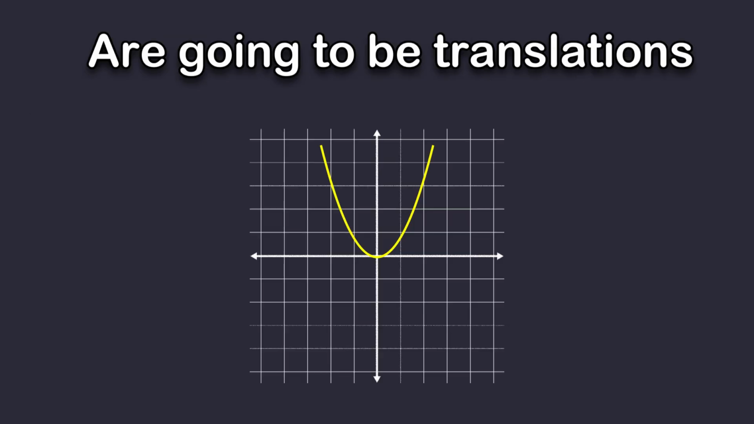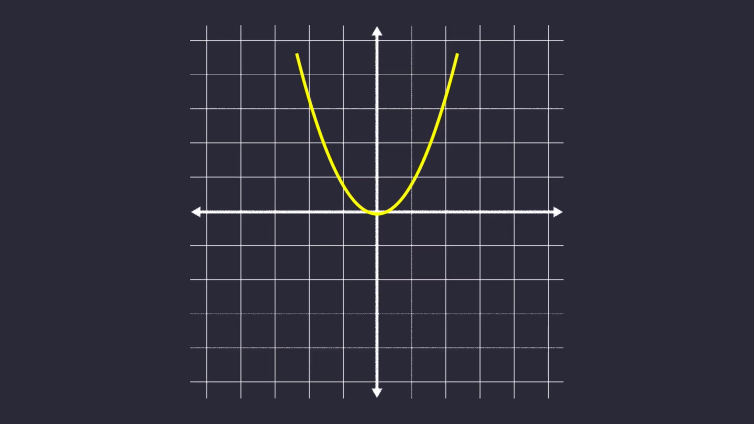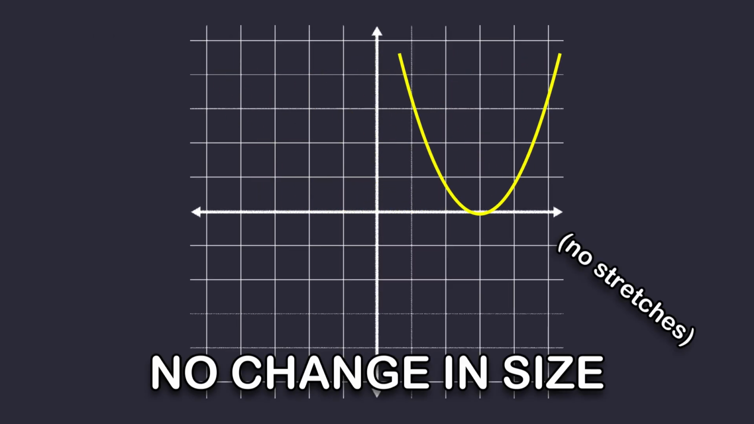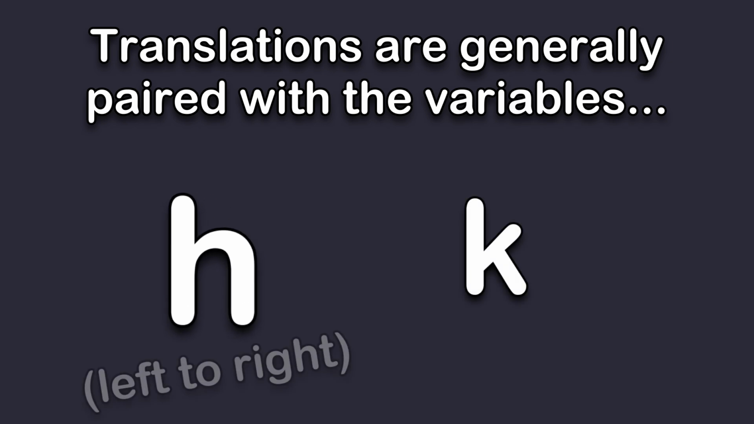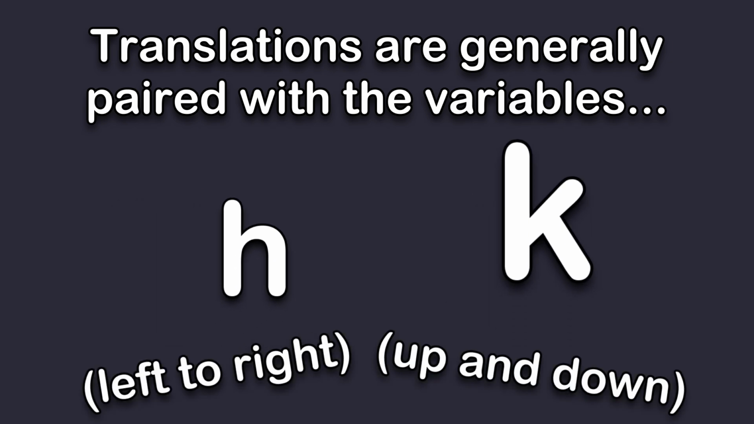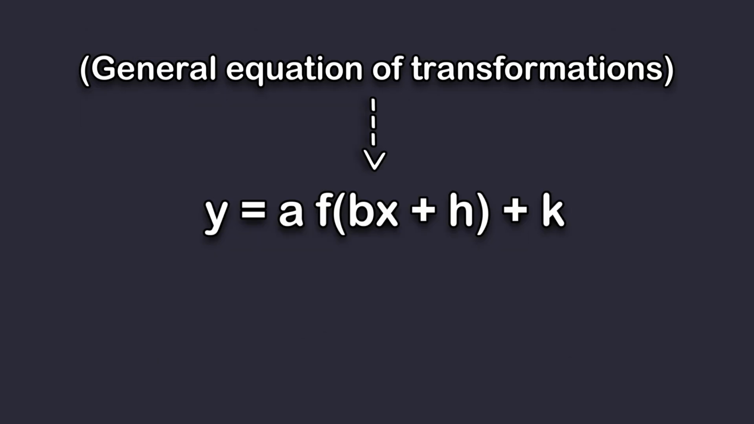The most basic ones are going to be translations. A translation moves the graph from point A to point B with no changes in shape or size. Translations are generally paired with the variables h and k, h being the horizontal translation and k being the vertical translation.